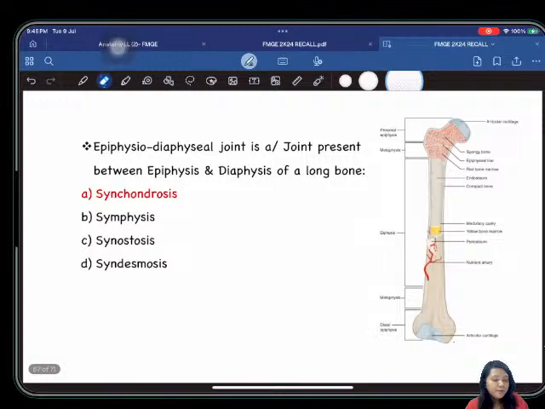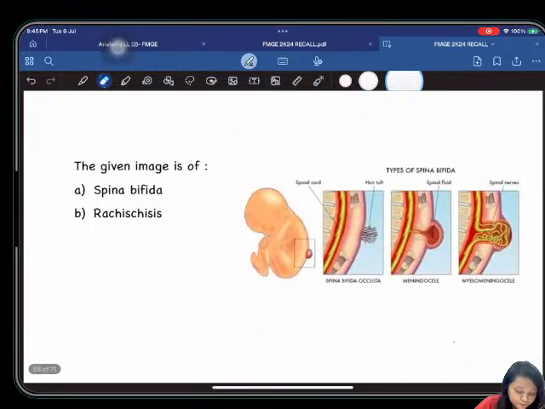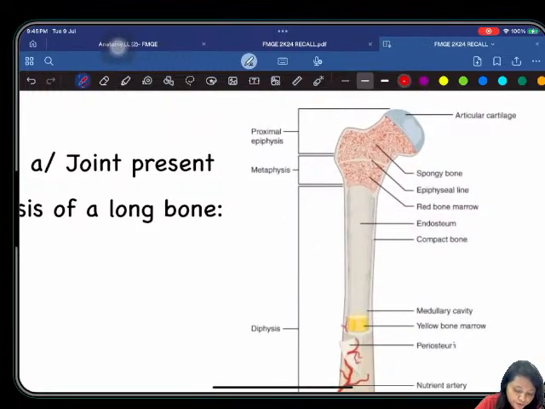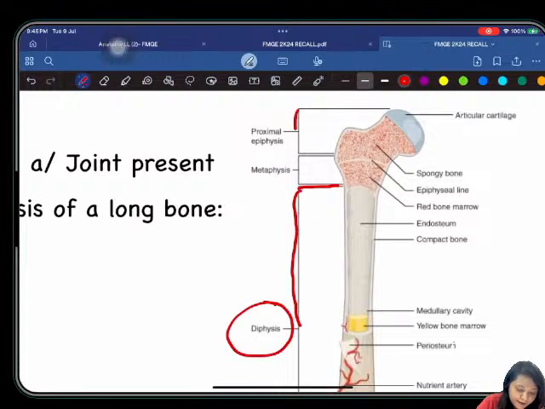Now a question came, a typical question, that is: the epiphyseal-diaphyseal joint, a joint present between epiphysis and diaphysis, is what type? They have mentioned synchondrosis, symphysis, synostosis and syndesmosis. You know that this area is your diaphysis, and this area is your epiphysis, and then you have the metaphysis.